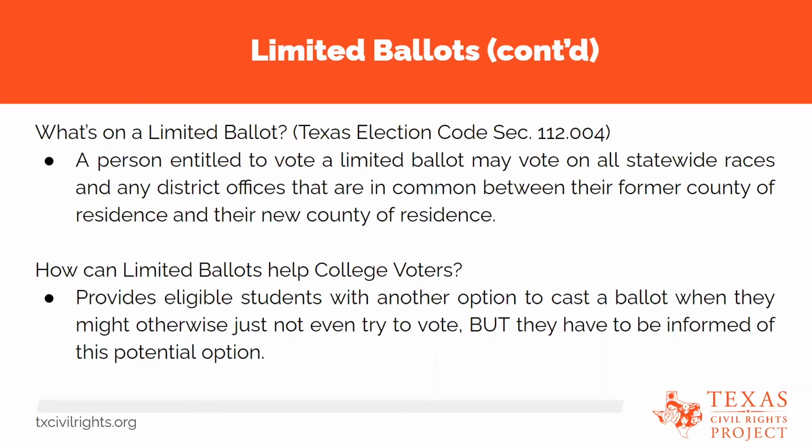So I see two benefits from that. One is that there are university and college officials who are willing to help. Same with elections administrators. Not all of them may be so willing to work with us on that, but some of them definitely are. And two, the more students who are made aware of this opportunity, the more it provides those eligible students with another option to cast a ballot. Because when they cast those provisional ballots, they weren't even really trying to cast their ballot in a way that it would be counted.